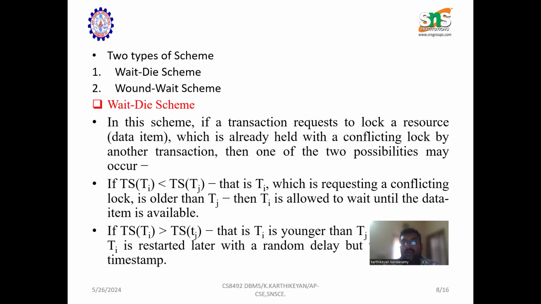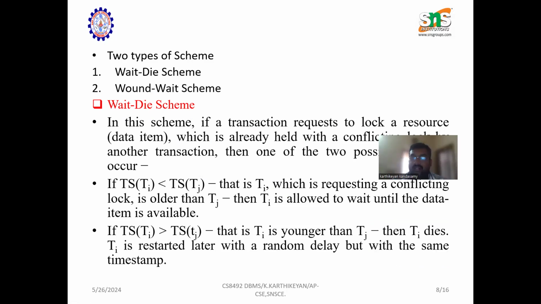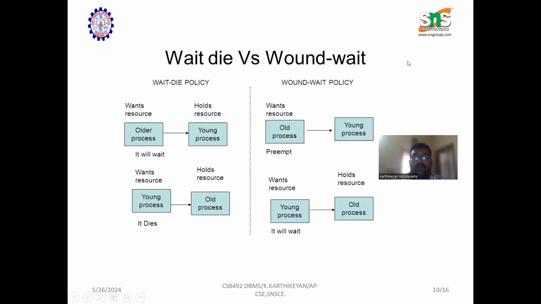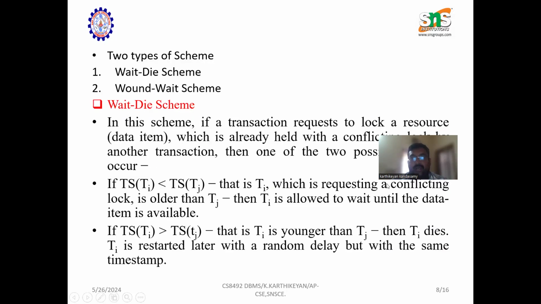So next, the same condition: two types of schemes, the wait-die scheme and the wound-wait scheme. In the wait-die scheme, if a transaction requests to lock a data item which is already held with a conflicting lock by another transaction, one of two things may occur. First, if TS(Ti) < TS(Tj), that is, Ti is older than Tj, then Ti is allowed to wait until the data item is available. If TS(Ti) > TS(Tj), then Ti is younger than Tj, so Ti dies and is restarted later with a random delay but the same timestamp. These are the two conditions.